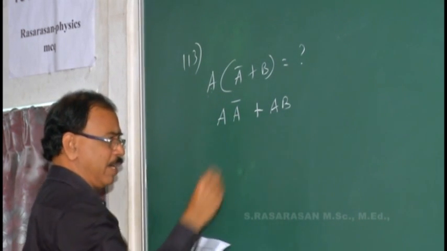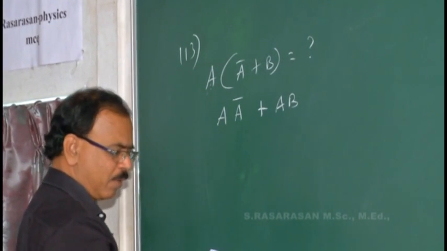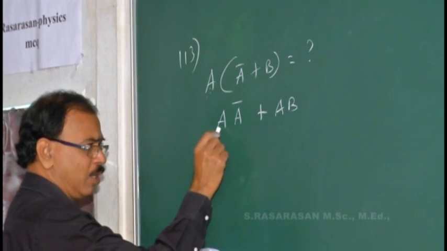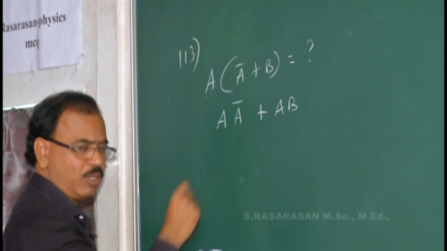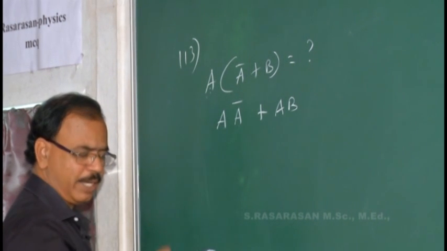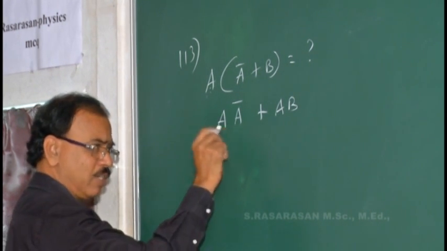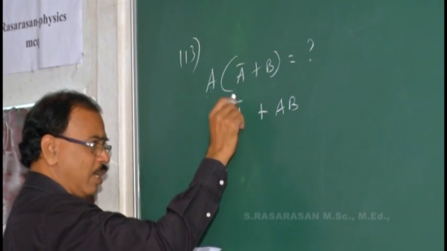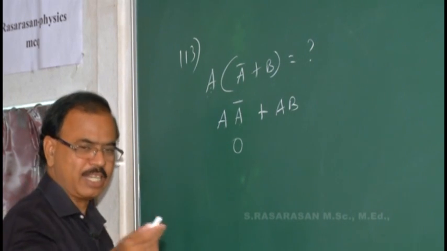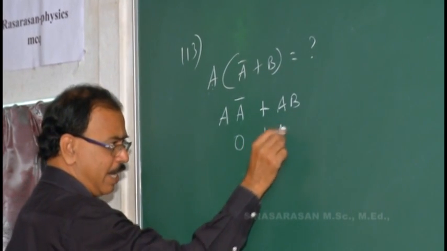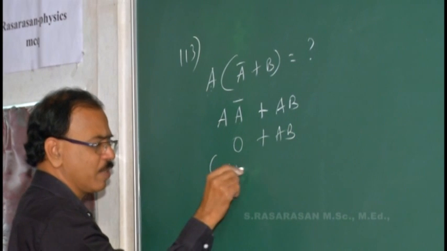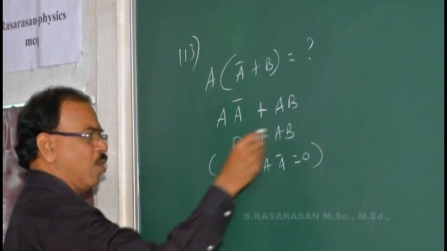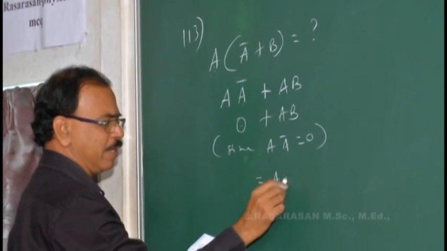A and A complement is, new operations. If A is 1, then the complement is 0, 1 and 0 is 0. If A is 0, then this is 1, 0 and 1 is 0. So whether 1 is given or 0 is given, the result is always 0. So A and A complement is 0, or A and B. Since A and A complement is 0, 0 or A and B is simply A and B.